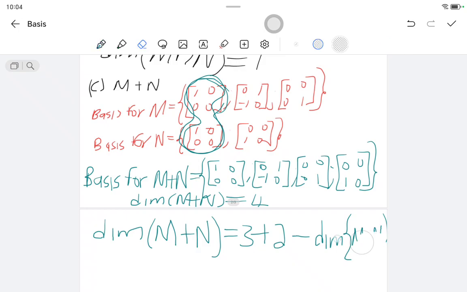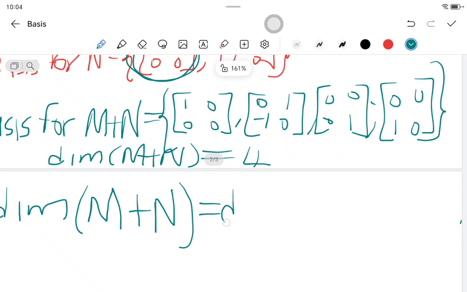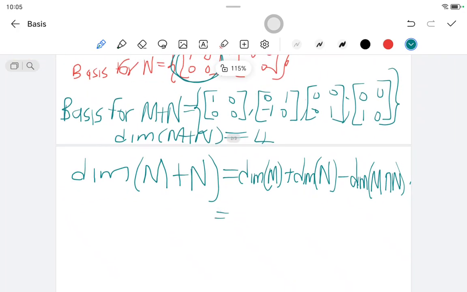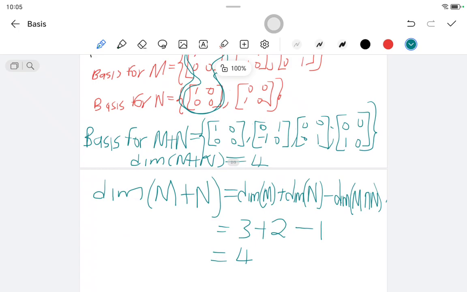So the formula is like this. Let me write it carefully. We'll say the dimension of M plus the dimension of N minus the dimension of the intersection of M and N. And already the intersection, we know there's only one element that intersects, and the dimension of M, we know it's 3, of N is 2, and the intersection is 1. So this would be 4. You see, right? Then the dimension of M plus N is 4.